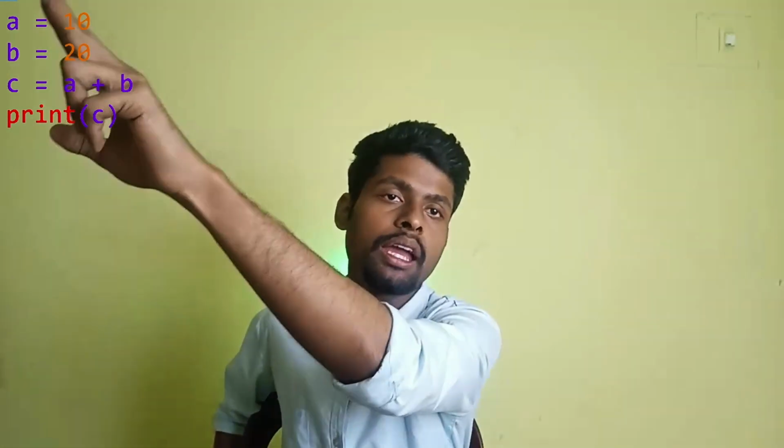Okay, before executing this code, let's trace it. We all know that my Python interpreter will execute line by line, and first it will execute the right side of the assignment operator. That 10 will be stored in the heap segment, and the A variable will be stored in the stack segment, and the 20 value will be stored in the heap segment, and the B variable will be stored in the stack segment.